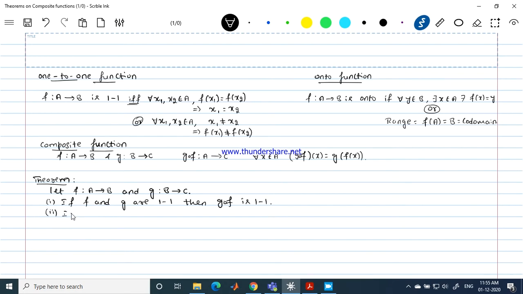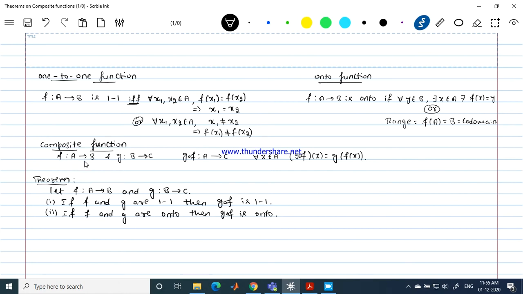Second one, if f and g are onto, then f composition g is onto. So to discuss this result, we need the definition of composite function.